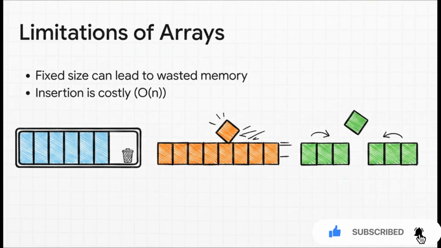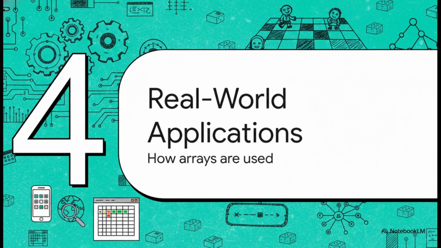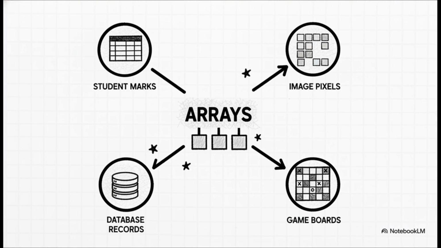Of course, arrays aren't perfect. They have a few drawbacks. Because their size is fixed, you can end up wasting memory. And like we just saw, adding new elements or removing old ones, both of those are pretty expensive operations. So after all this theory, let's see where arrays are actually used in the real world. I think knowing this will make the concept even clearer for you. That image you have on your phone, it's basically a 2D array of pixels, a list of student marks, records in a database, even the board for games like chess. They all use arrays internally.